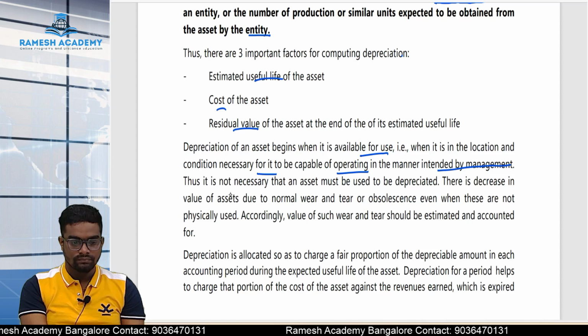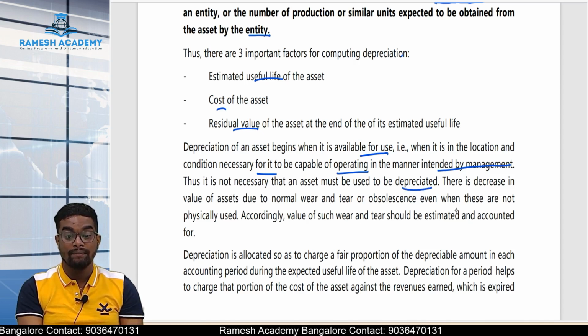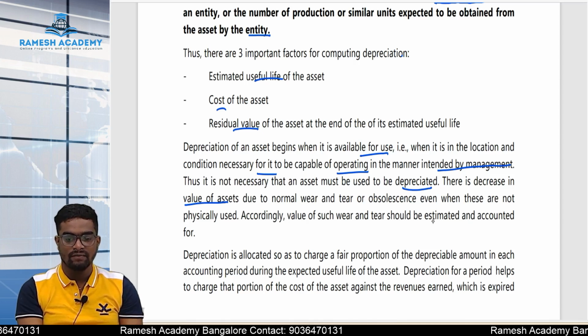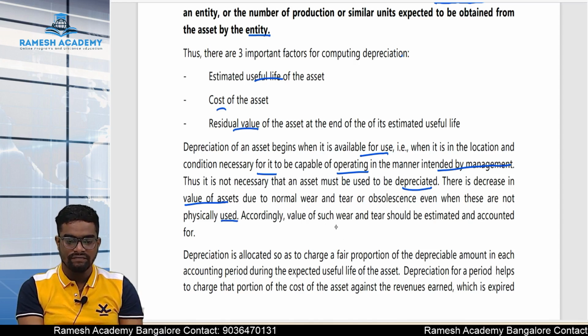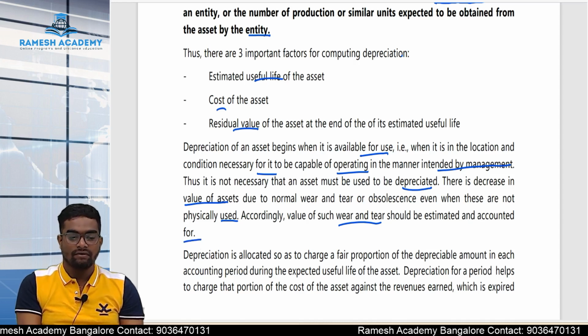Thus it is not necessary that an asset must be purchased to be depreciated. There is a decrease in the value of an asset due to normal wear and tear and obsolescence even when these are not physically used. Accordingly, the value of such wear and tear should be estimated and accounted for.